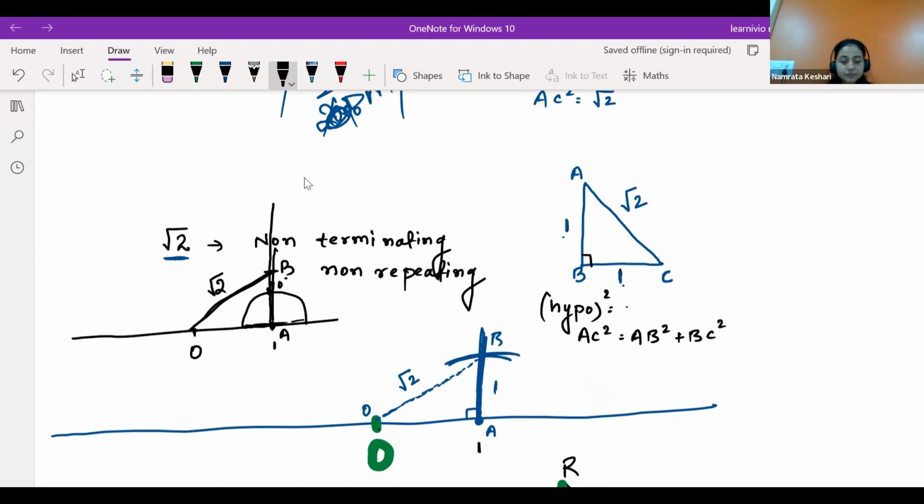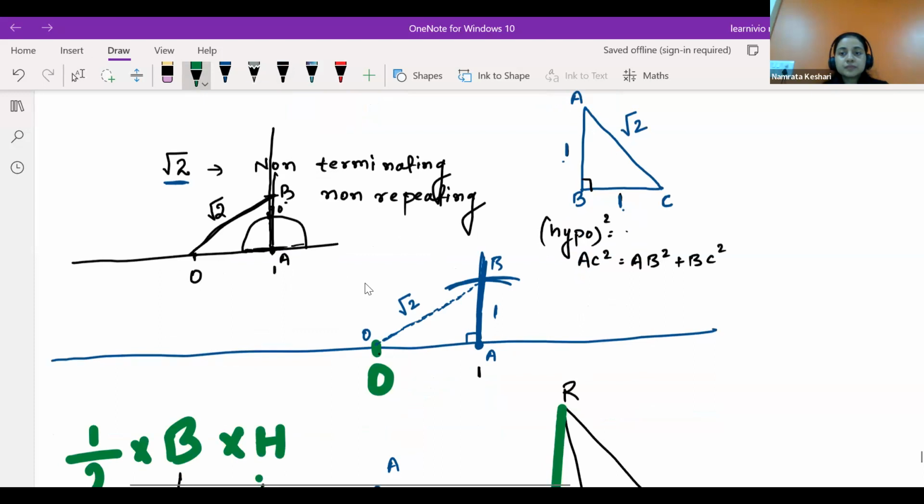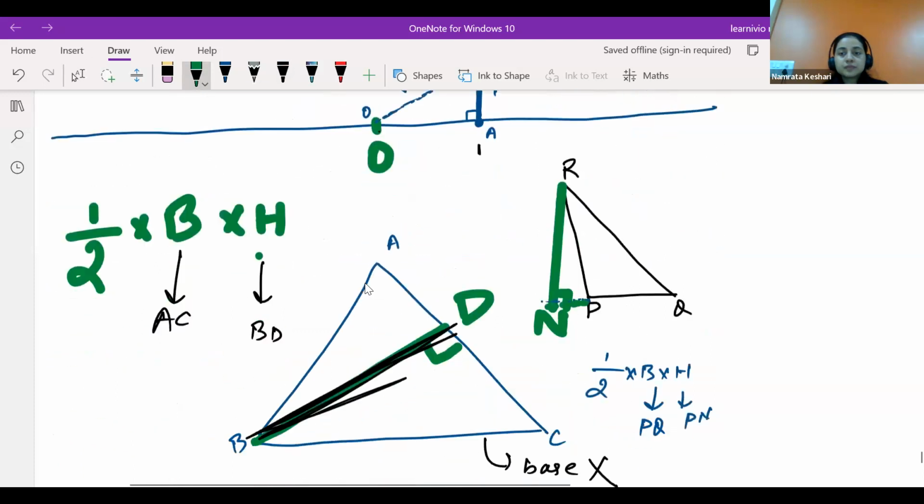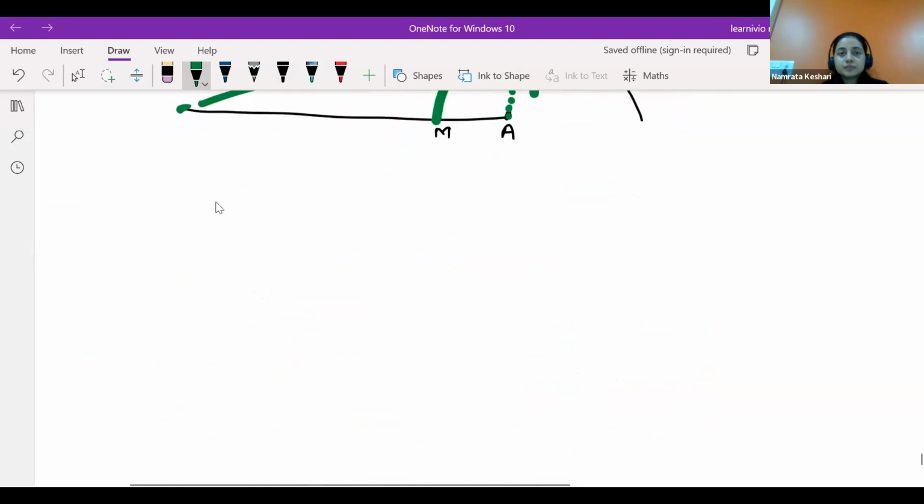Who will say? Ma'am, root 2 plus 1. Root 2 plus 1 is root 3? Ma'am, if we apply the Pythagoras theorem, root 2 square plus 1 square. Perfect, perfect.